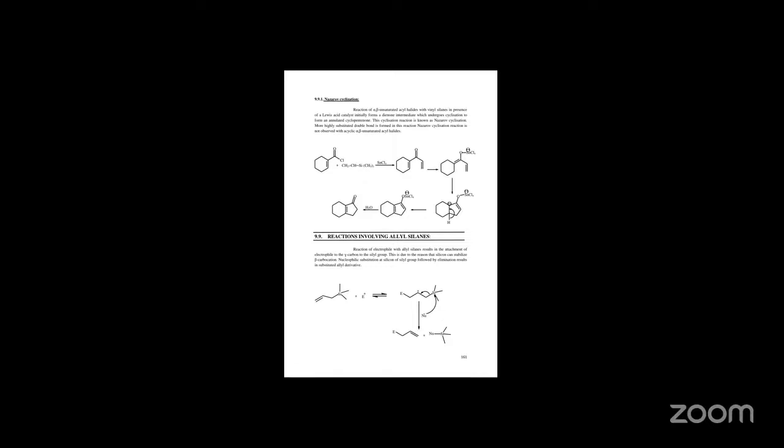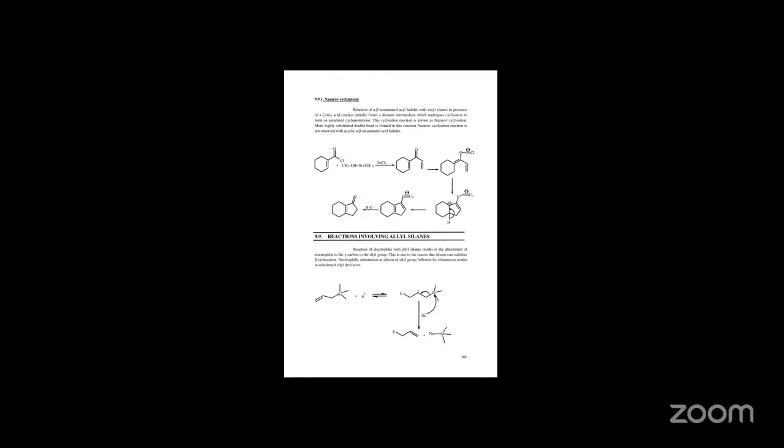Here also some example is there. Next one is Nazarov cyclization. That is the reaction of alpha beta unsaturated acyl halides with vinyl silanes, catalyzed by Lewis acid. Initially they form a dienone. That means when alpha beta unsaturated acyl halides react with vinyl silanes in the presence of Lewis acid, a dienone is formed.